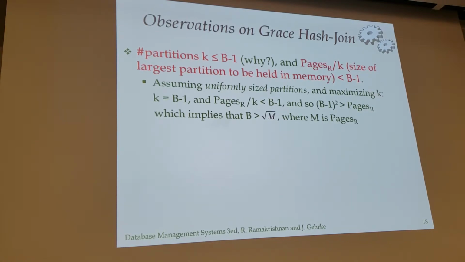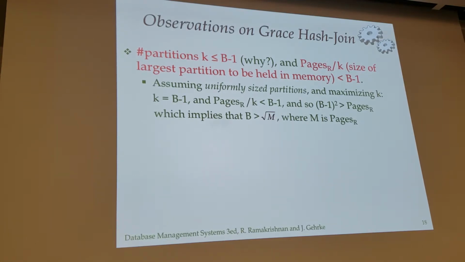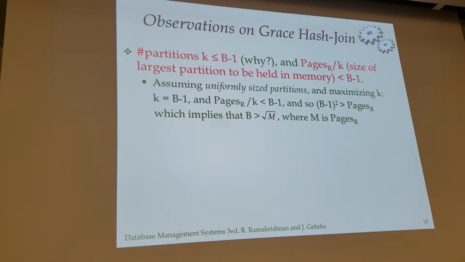So let me say it one more time. K is less than or equal to B minus one, the number of partitions; it's going to be B minus one. Pages of R divided by k is, if the sizes of the partitions are uniform, the size of each individual partition. What this says is that if I have k equal to B minus one and pages of R divided by k is less than B minus one, because I'm trying to fit the partition inside memory.